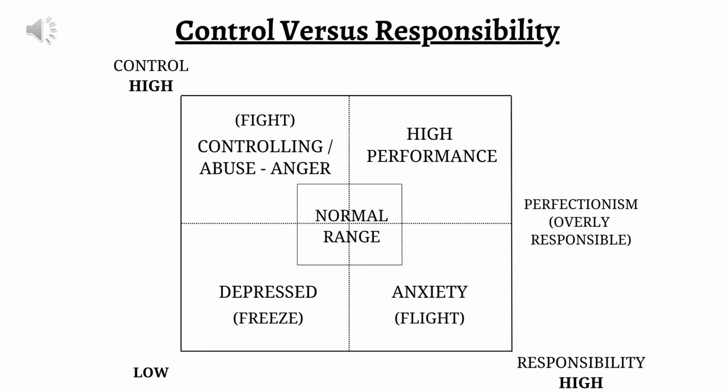Sometimes we can be overly controlling with fight. On other occasions, we can be overly responsible with perfectionism. And with perfectionism, we're taking far too much responsibility for the amount of control we have, and we end up with high anxiety. So we're trying to stay balanced between control and responsibility. That's the principle.